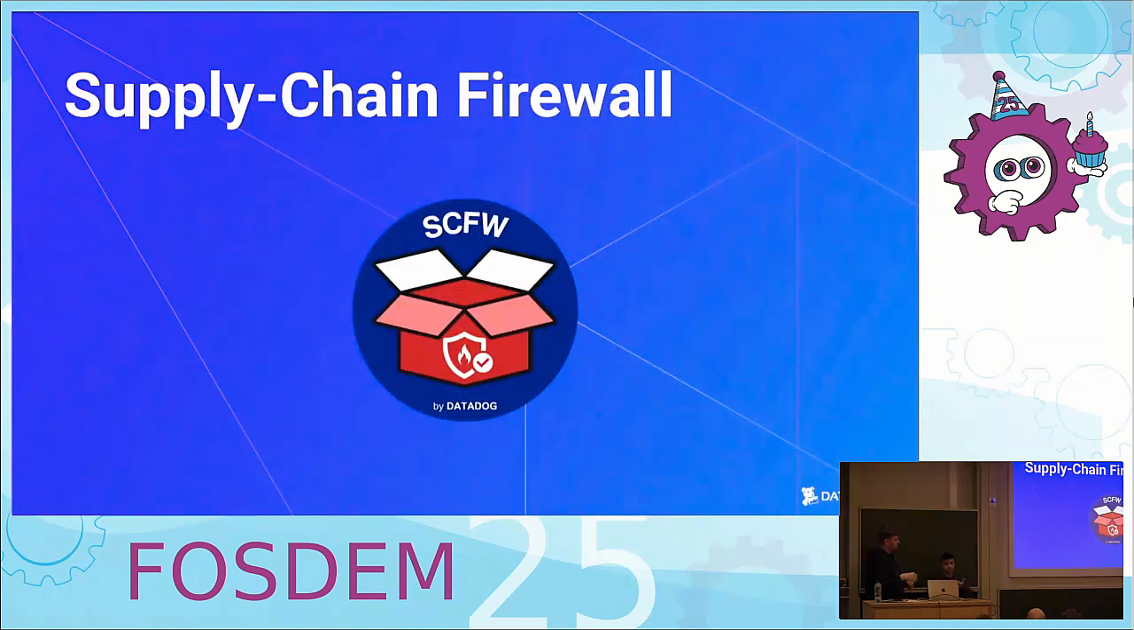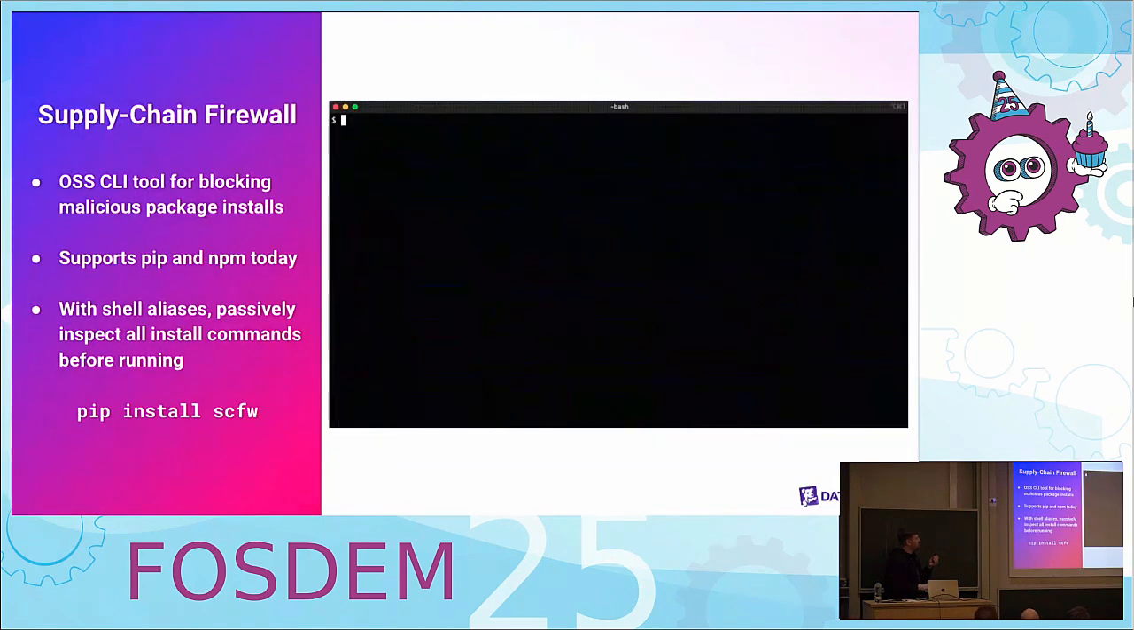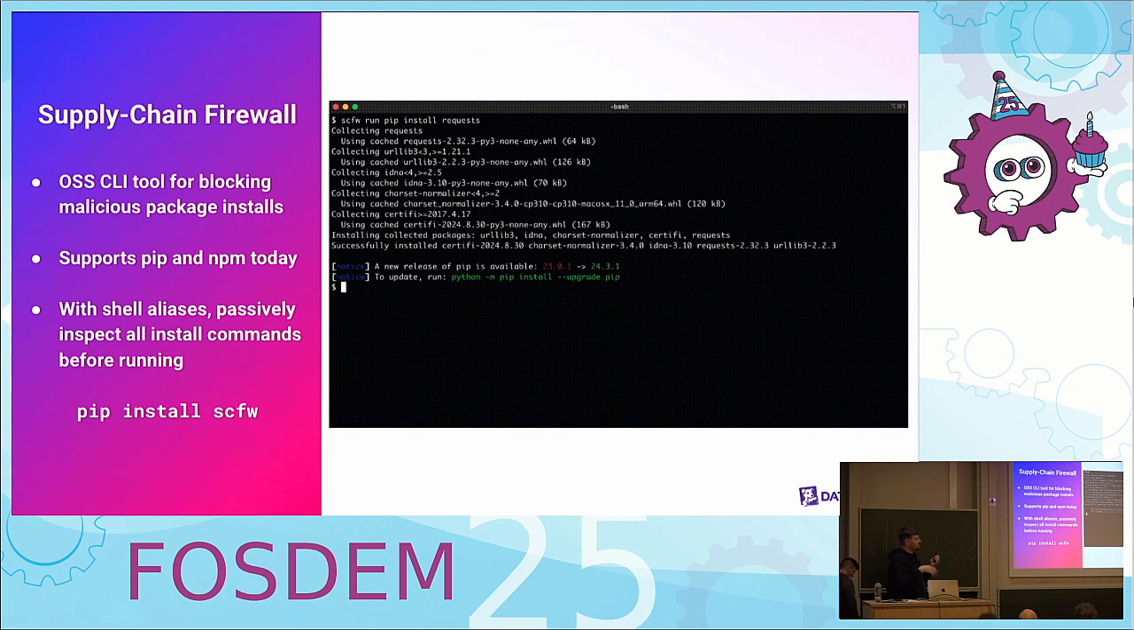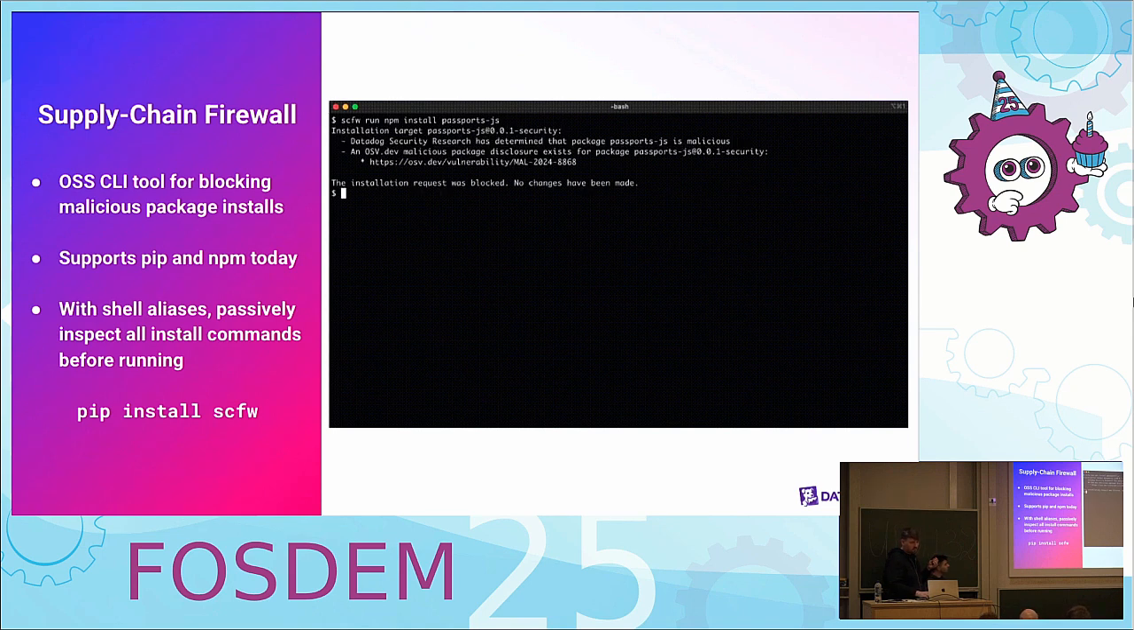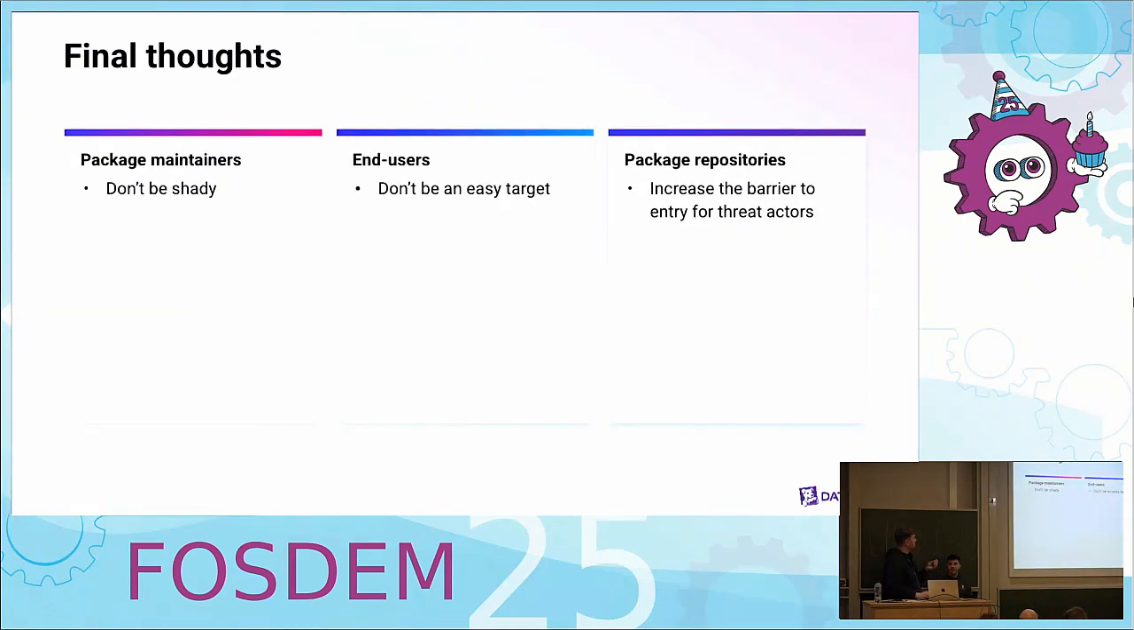Else, you can try this thing called supply chain firewall. At the tail end of last year, we released this open source package that is basically just a drop-in CLI tool to filter your npm and PyPI install or pip install commands. It'll inspect the install targets and check them against lists of known bad packages, or if there are vulnerabilities, it'll let you know about that too. And if you set up your environment the right way, it'll passively scan all of your commands, like the pip install command.